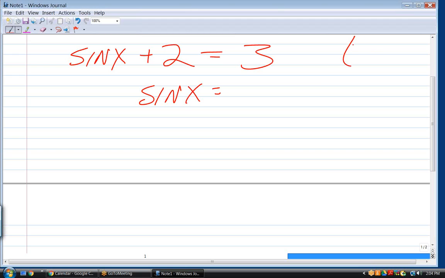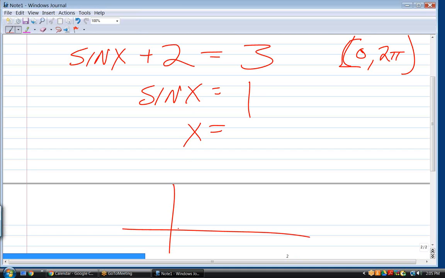Okay, so we're going from 0 to 2 pi. Yes. And what do I have to do to isolate x? What's the first step? Subtract 2. Okay. Now, if sine x equals 1, where does that occur in the unit circle? That occurs at pi over 2. And that's it, unless there's a negative one.